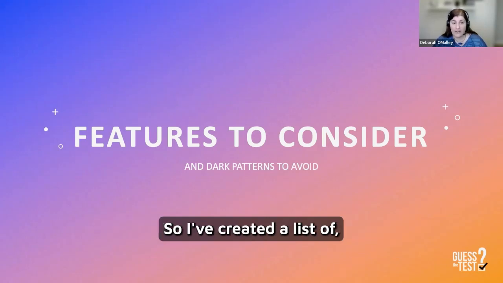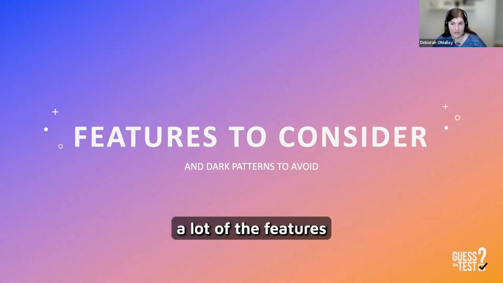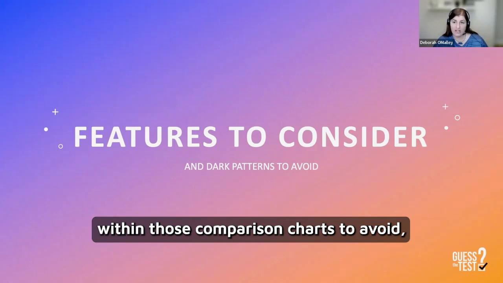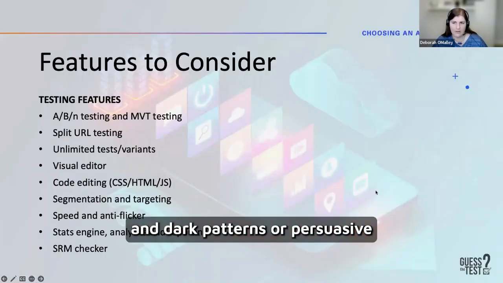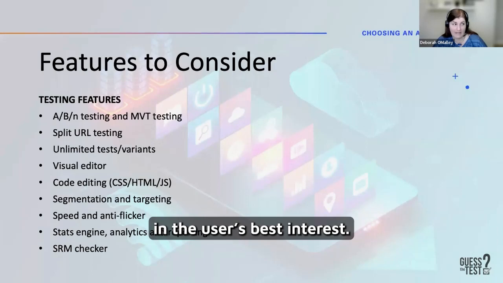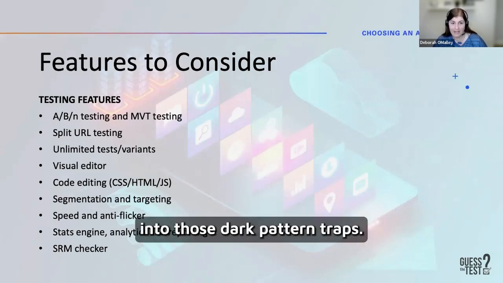So I've created a pretty comprehensive list of a lot of the features that you're going to want to look for and some of the dark patterns within those comparison charts to avoid. And dark patterns are persuasive tricks or elements that aren't really honest or straightforward, and they're not necessarily in the user's best interest. So we want to be avoiding falling into those dark pattern traps.